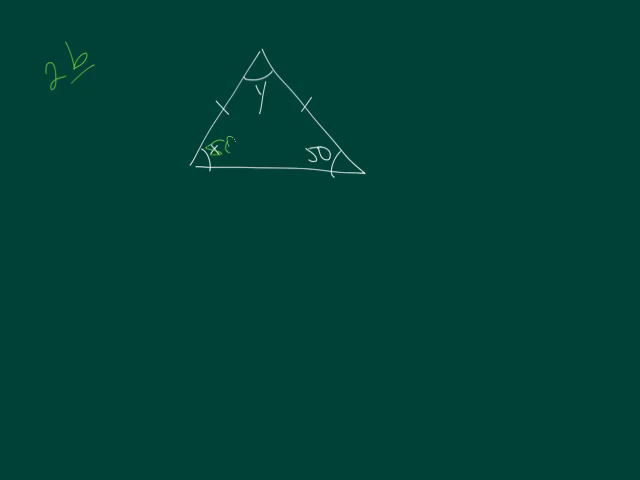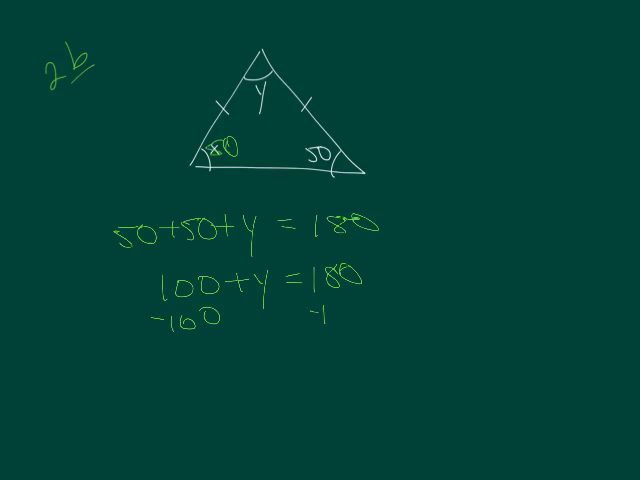And if I know that when I add up all of my angles, I'm going to get 180. So that's 100 plus y equals 180. And remember, when you're trying to find y, you subtract that from both sides, and we get y equals 80. So that measurement right there is going to be 80.